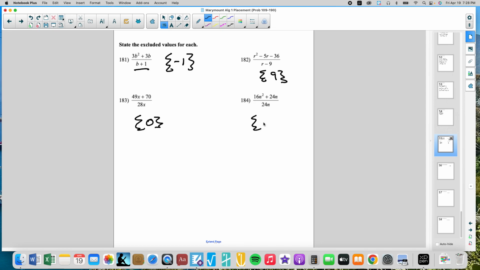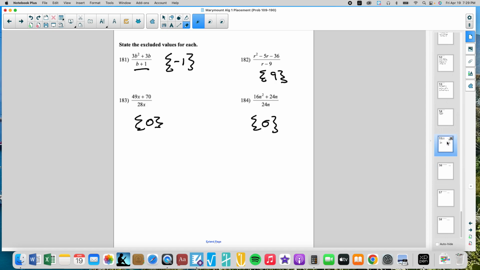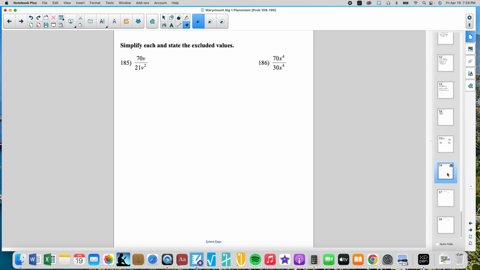My excluded value is 0. That's the only value that you can plug in for x that would make it 0. So that's how that's working. Let's look for the excluded values here. It's still 0. Oh no, it's simplify, sorry, simplify. But those are excluded. We will need to know that. I don't think the other ones were simplify. No, just state the excluded value. Now we have to simplify. So we're good with this.